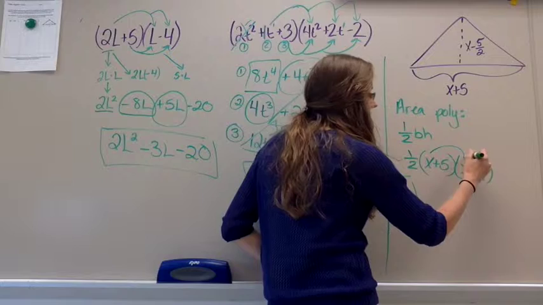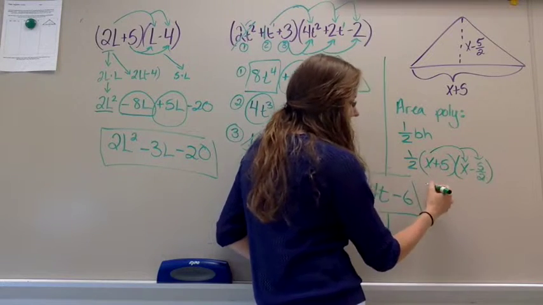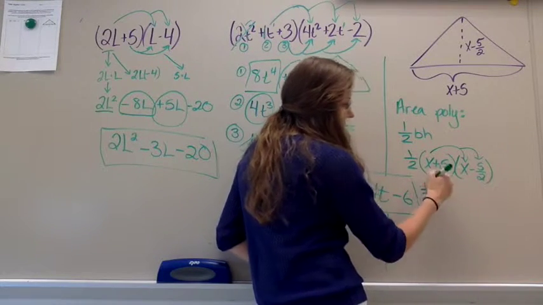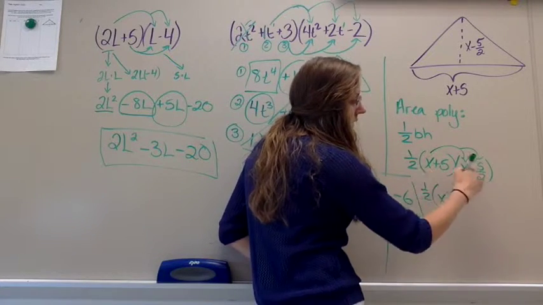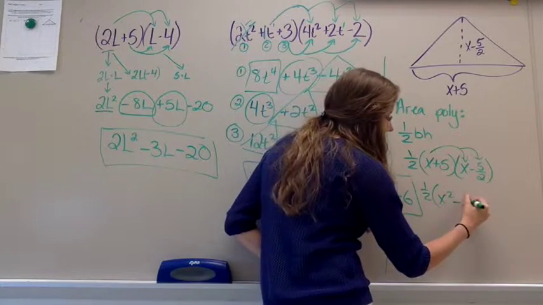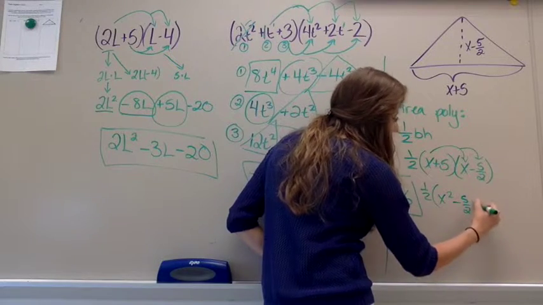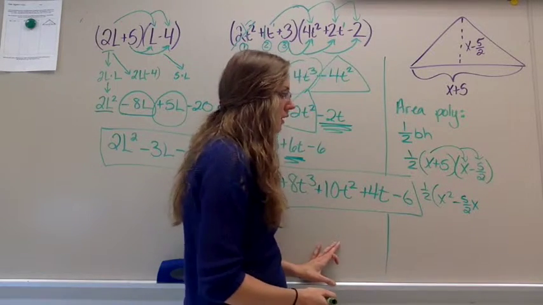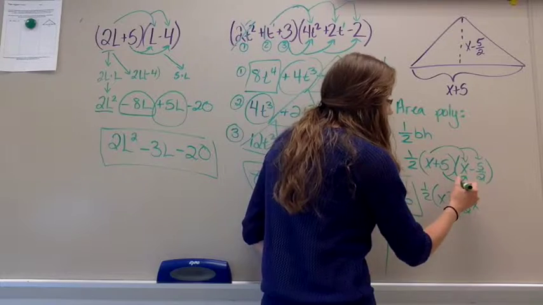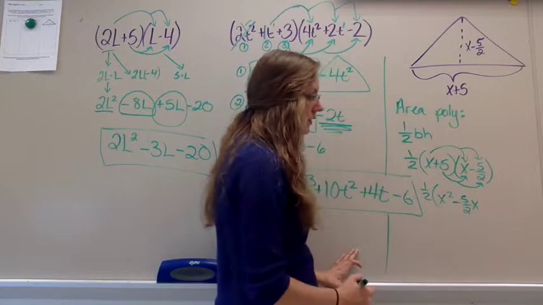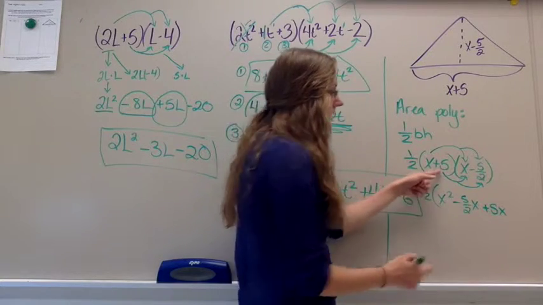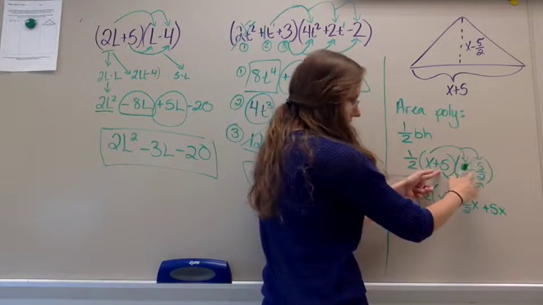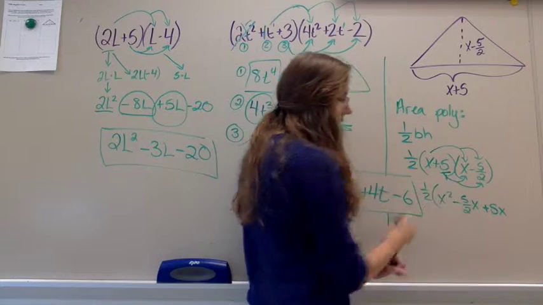We're going to do this times our 2 pieces and this times our 2 pieces. So take that x, send it to both chunks. We still have 1/2. But now I'm going to have x times x, which is x squared, and then x times a negative 5/2, negative 5/2x. Okay? Now we're going to take this 5, send it to the first piece, send it to the second piece. So I have a plus 5x, and then I have 5 times negative 5/2. Well, this 5 is like 5/1.